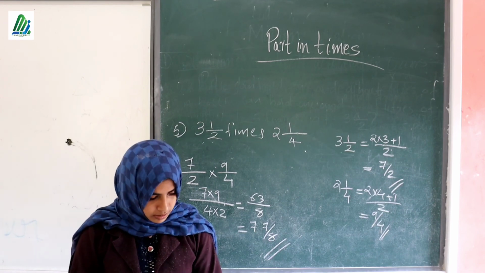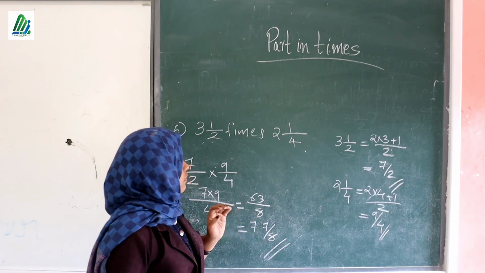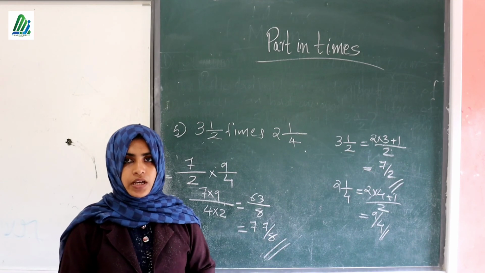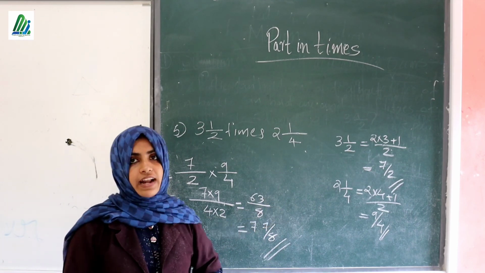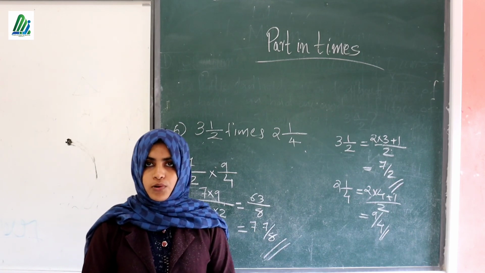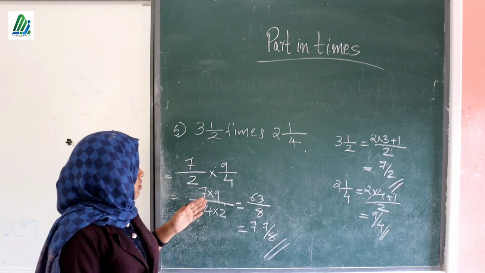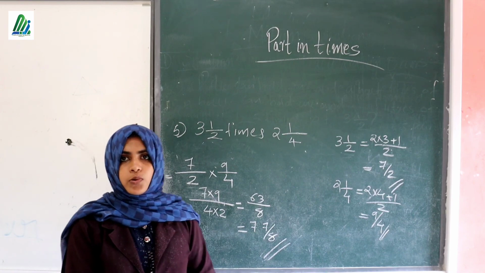So in this topic we just discussed five types of questions. First we convert the mixed fractions into improper fractions. I hope all of you understand. You just do these 5 questions in your notebook. Okay. Thank you.